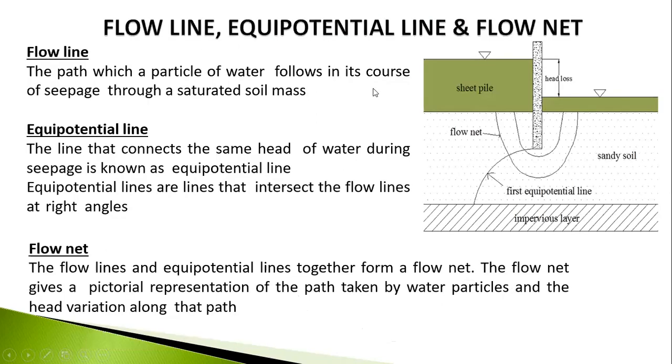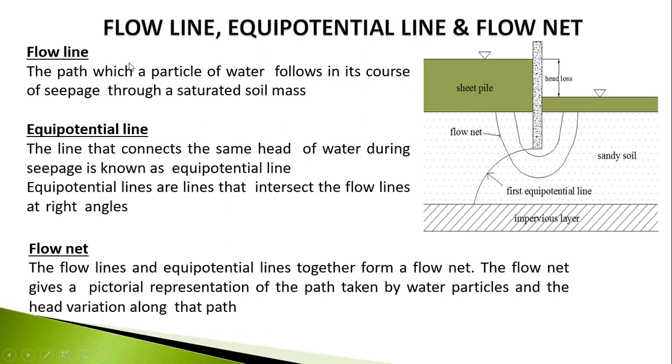Now, coming into the deeper knowledge, we will see what a flow line, a potential line, and also a flow net are. This is a sheet pile driven so that the water can't enter into this portion. This is upstream, this is downstream, and the difference between the water tables is called head loss. Because of this difference, the water will sometimes percolate through this region. The water wants to percolate beneath the sheet pile.